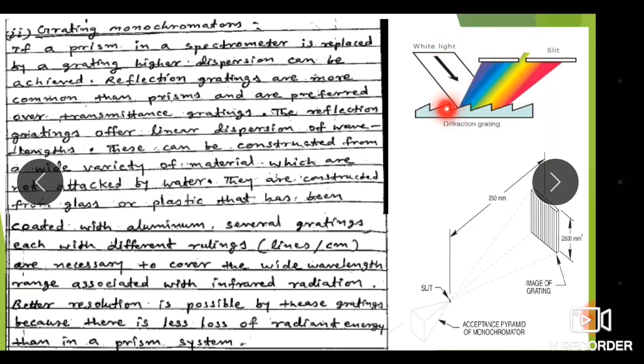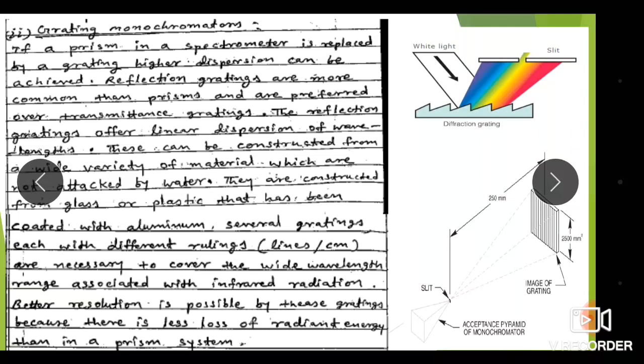Then what is the benefit of using the reflection grating over the transmittance grating? With the reflection grating we get linear dispersion, but with the transmittance grating we do not. So that is the advantage of using the reflection grating over the transmittance grating. The reflection grating offers linear dispersion of wavelength.